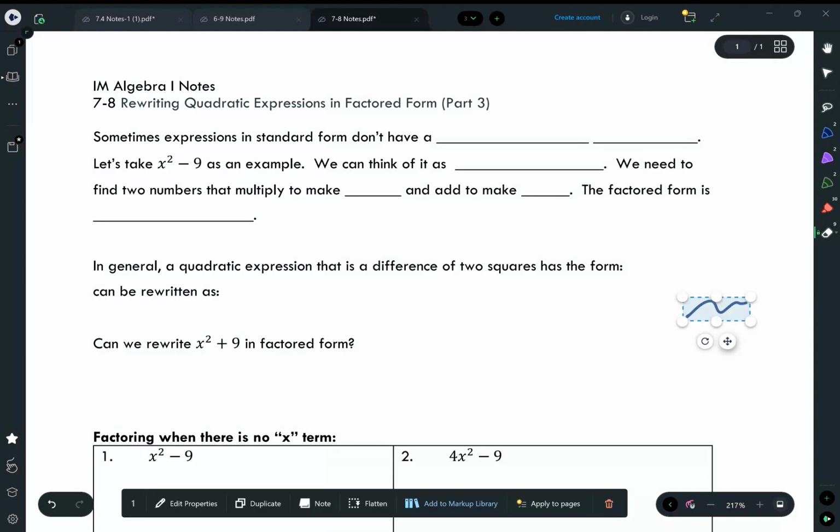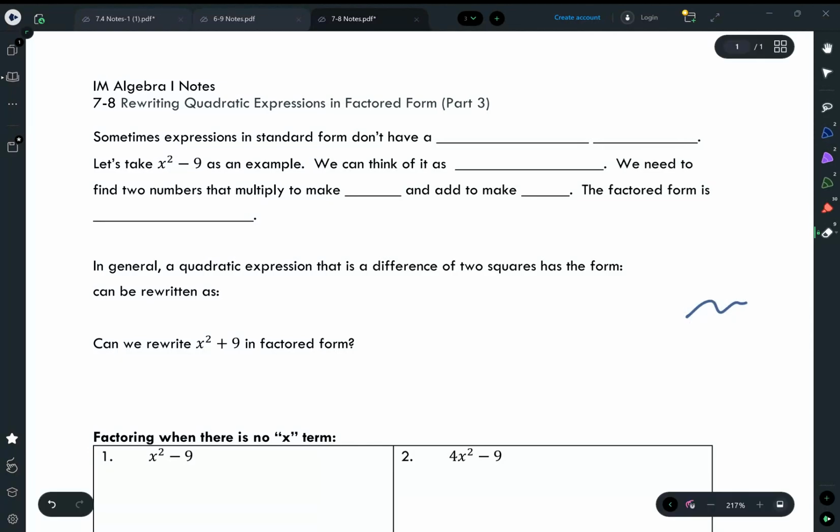We are looking at section 7-8 today. We are rewriting quadratic expressions in factored form. So we're just furthering our ability to factor right now. Sometimes expressions in standard form don't have a linear term.